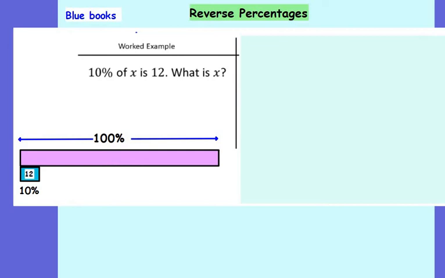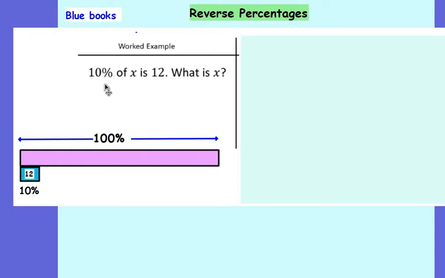Okay, I want to have a look at manipulating percentages, okay? Sounds harder than it is. So in your dark blue books, can I have the title Reverse Percentages, and then pens down, eyes on me, I'm going to go through an example and then you're going to do an example.